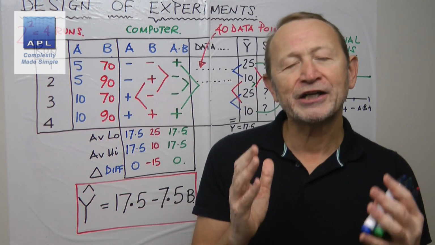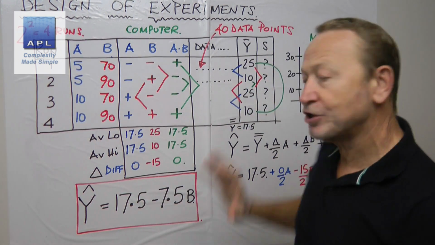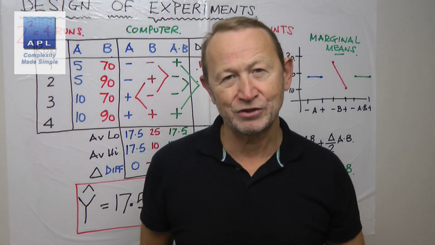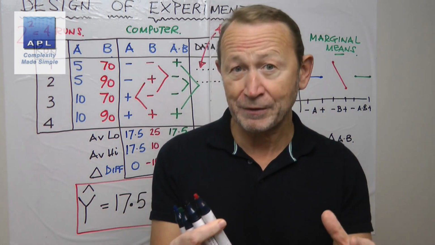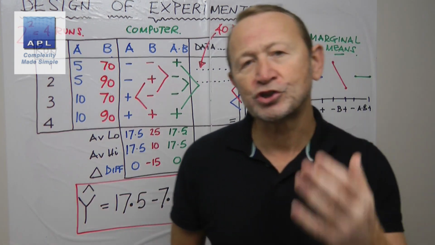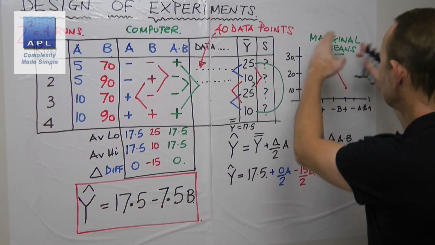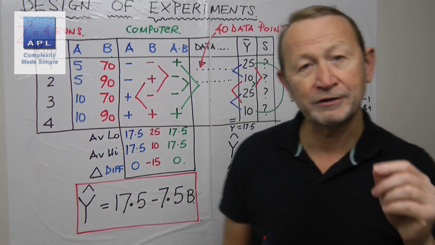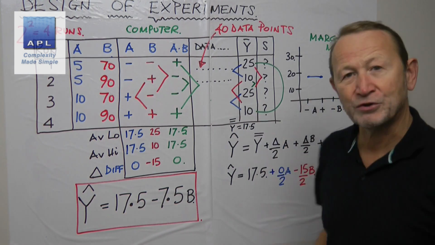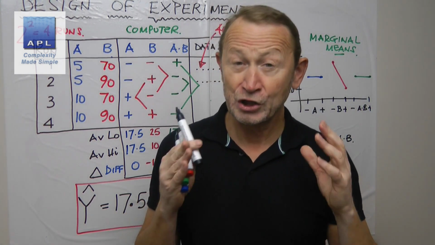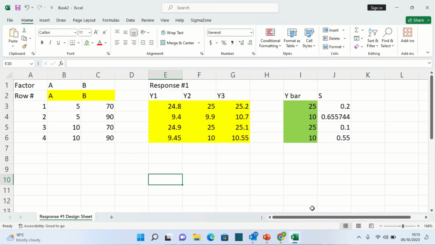Right, now let's take a look at the same analysis on the computer. We're going to get the software to do this. I've already set the pattern up, so the numbers are already in there. I'm just going to show you how the computer generates the marginal means and the equation. We'll also look at the fact that it'll do the same thing for S. So let's take a look at the software doing the same analysis.